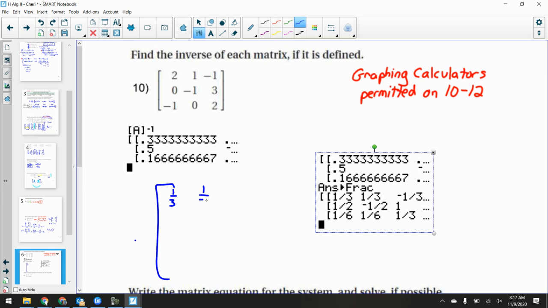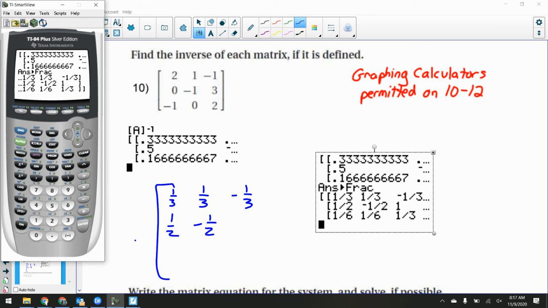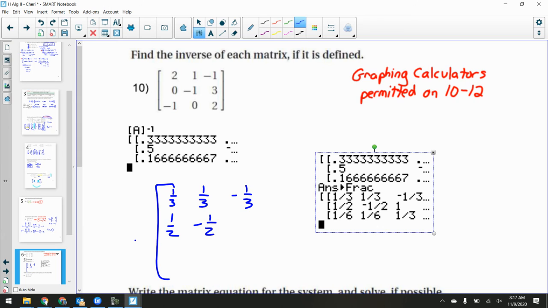1/3, 1/3, negative 1/3, 1/2, negative 1/2. Oh, that's just a 1. That's why. A 1, a 1/6, 1/6, 1/3. There we go. Okay.